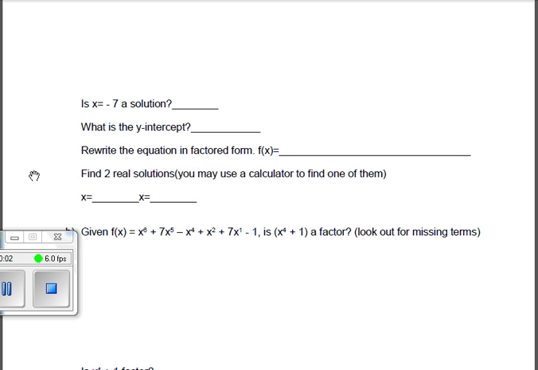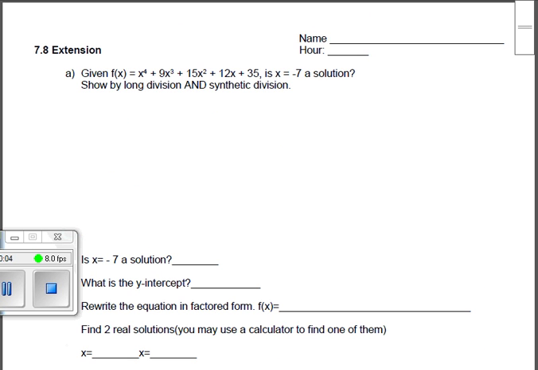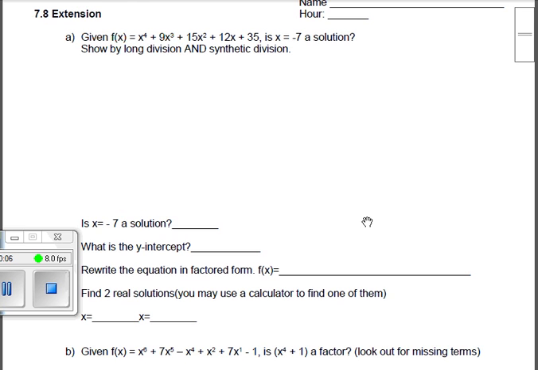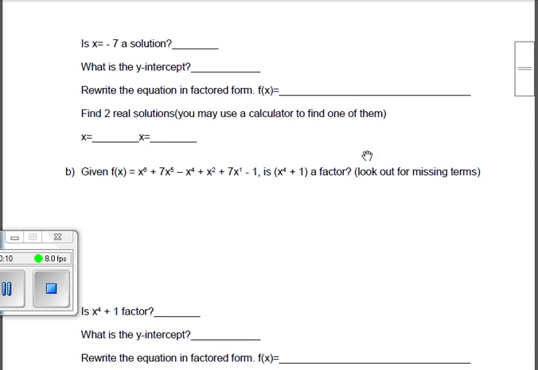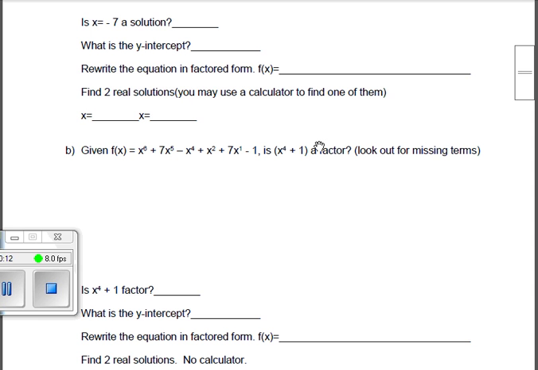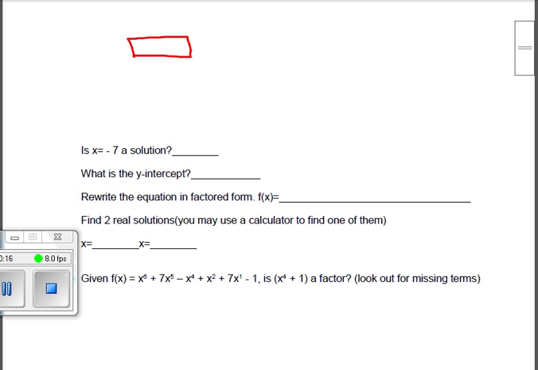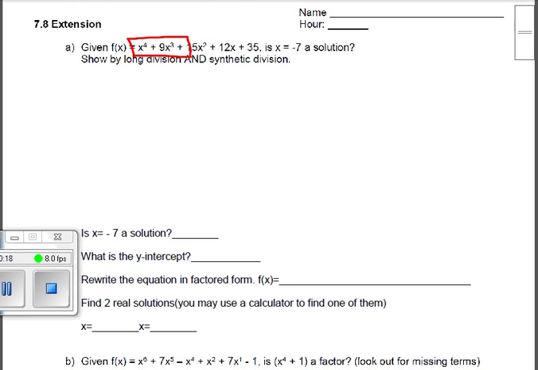Okay, to begin with today, this is a challenge day. It's an extension day, and you're going to be asked to use synthetic and long division, which you already know how to do, no big deal there. And to get the y-intercept, you want to set x equal to 0. So that's not too hard either. You just go up into this equation here, and you set the x equal to 0.